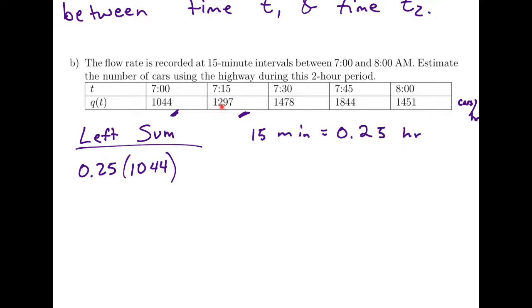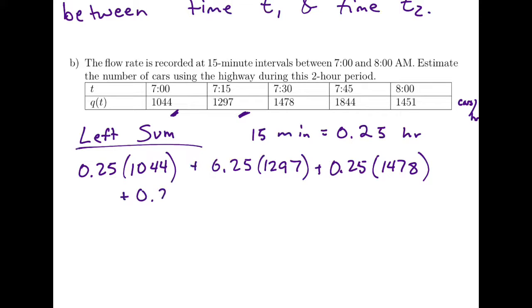And then the second 15 minutes, it's still going to be a quarter of an hour now times the rate of 1297 cars per hour. And then the third 15 minutes is a quarter of an hour times a rate of 1478 cars per hour. And then the last 15 minutes, you still have a quarter of an hour times a rate of 1,844 cars per hour. And we stop. You don't use the 1451.